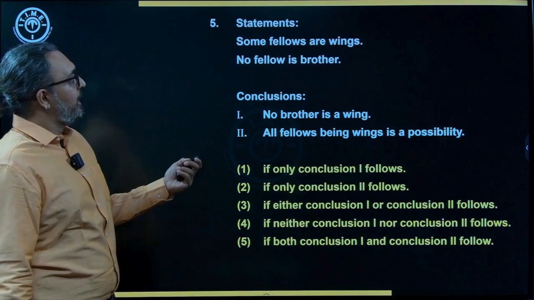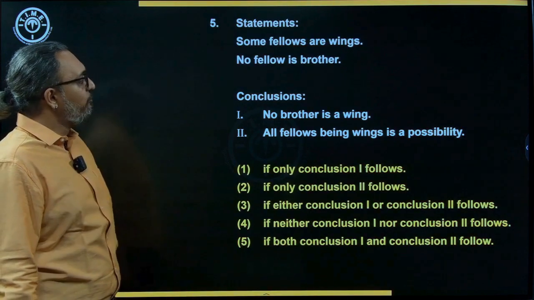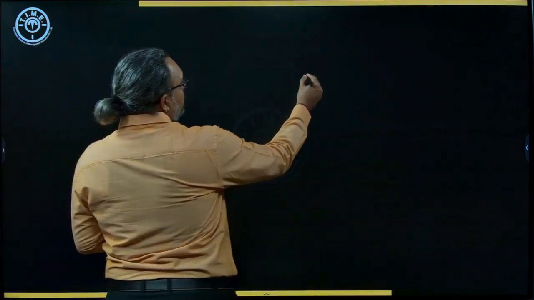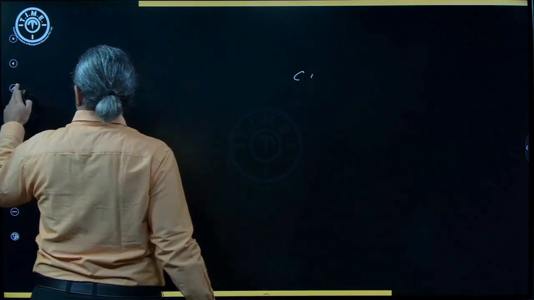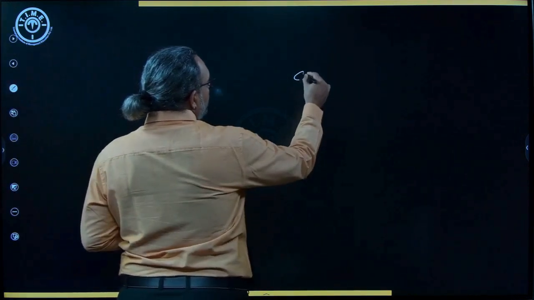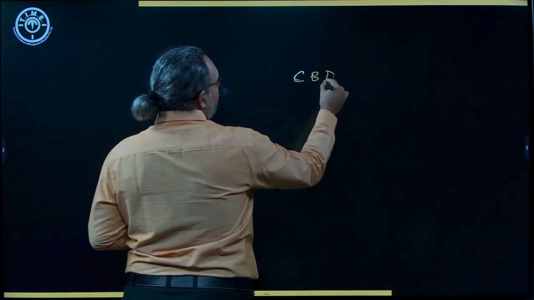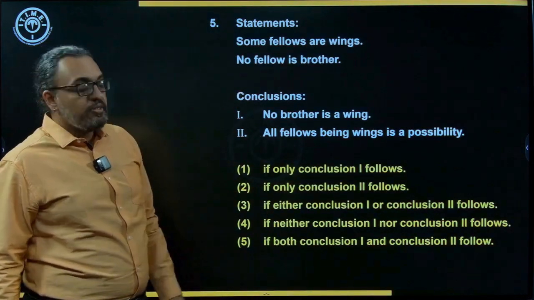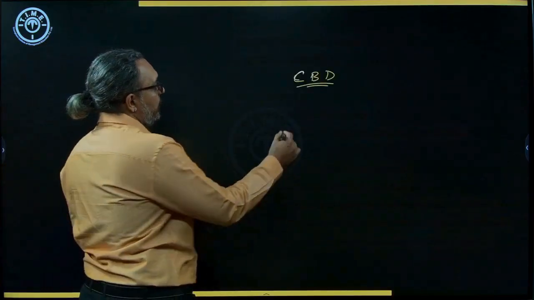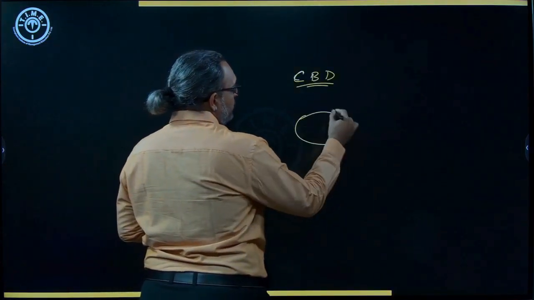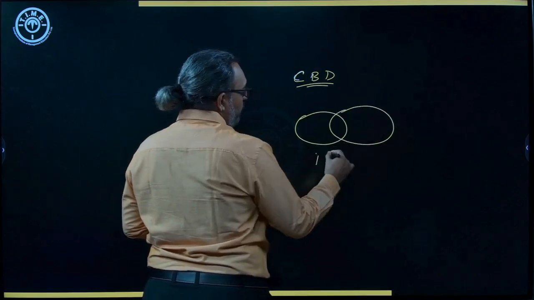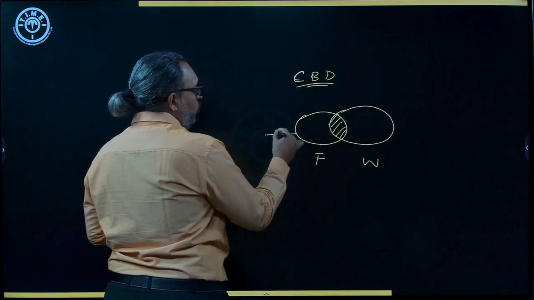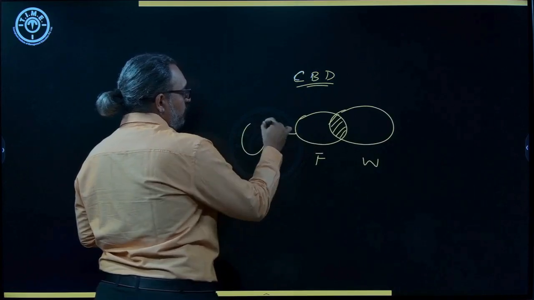Right. Next. Now we have 2 statements and 2 conclusions. Let us check. So coming to the combined basic diagram for the statements. Some fellows are wings, no fellow is a brother. Some fellows are wings. So this is some, and no fellow is a brother.